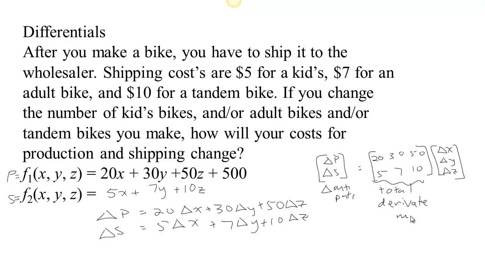So if our function had been nonlinear, then this would only be approximately true. We could change this to approximately true in the case of a nonlinear function. But in all cases, the change in outputs is roughly the total derivative matrix times the vector of changes in inputs.